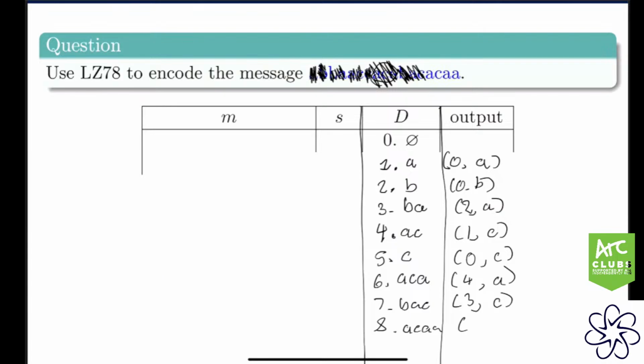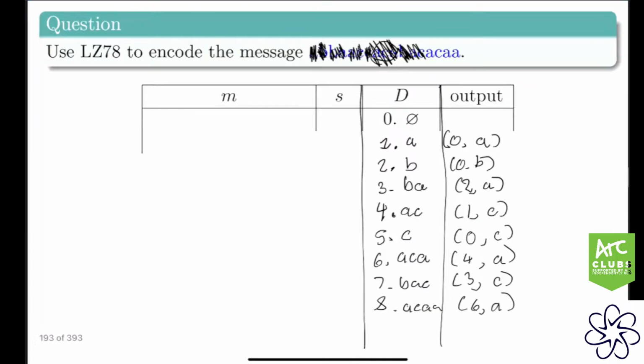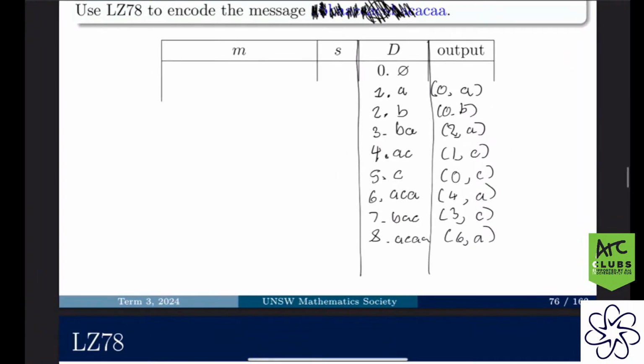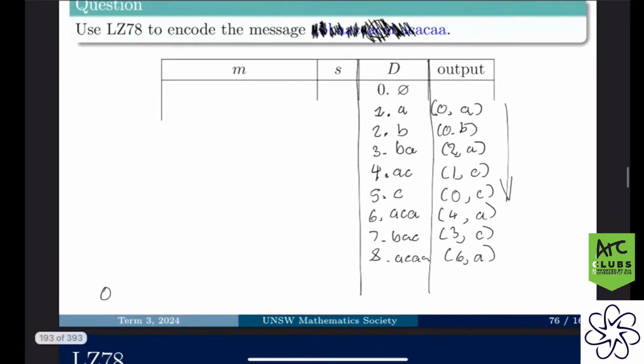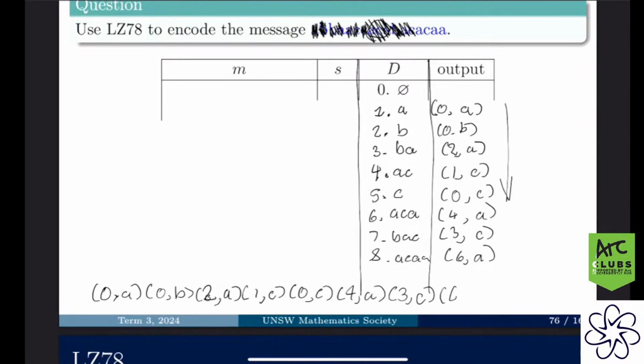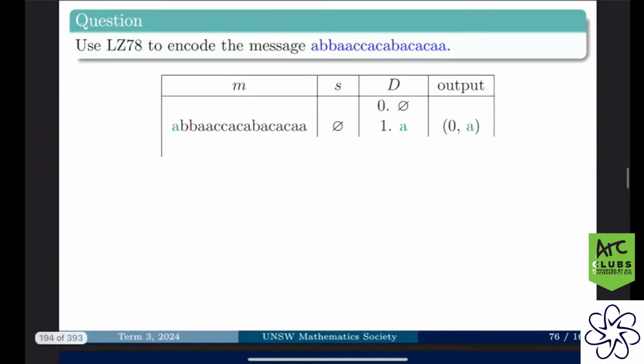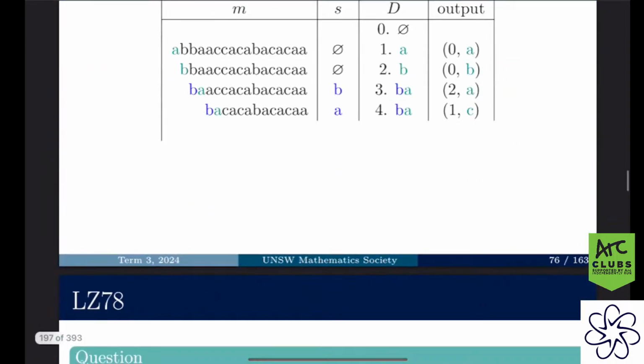Which is going to be 6, and we appended an A to it. All right, and so our output of this encoding is going to be just reading down this output line. So it's going to be 0, comma A, 0, comma B, 2, comma A, 1, comma C, 0, comma C, 4, comma A, 3, comma C, and 6, comma A. Cool. All right, so just to make sure we didn't make any mistakes.